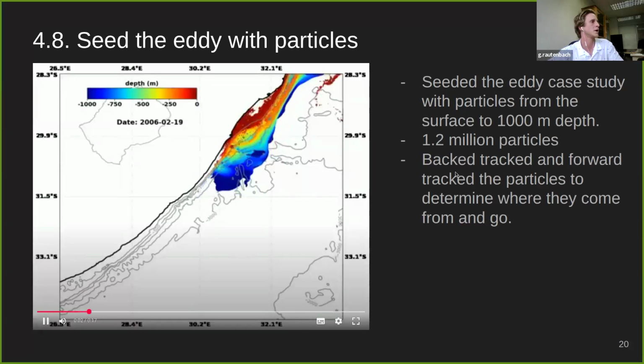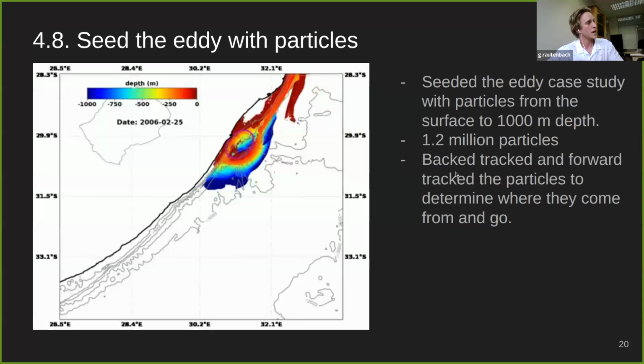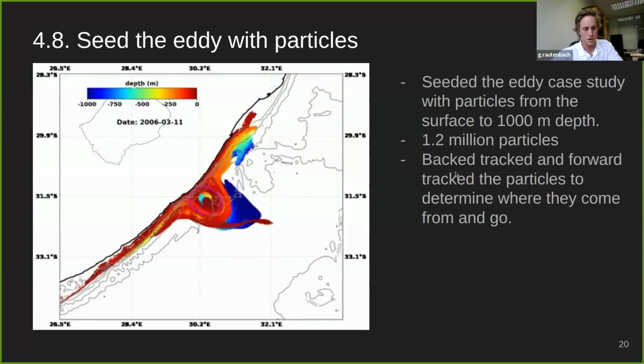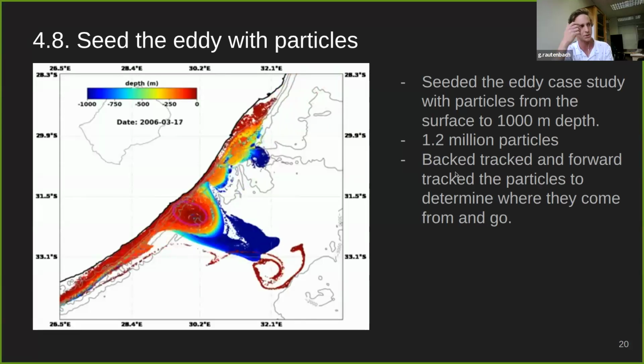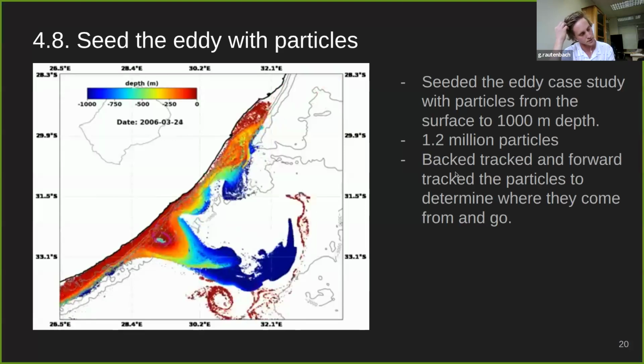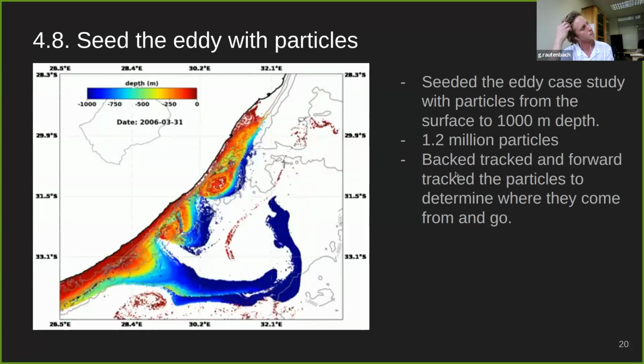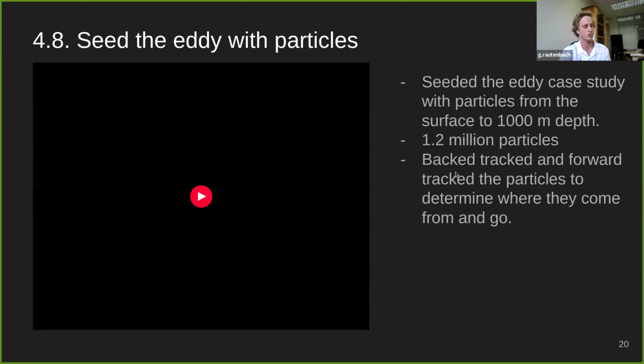So yeah, here I've just got that short animation of us seeding the eddy with particles. We seeded the eddy when it reached its azimuth velocity, so that was the peak intensity of the eddy. And we could backtrack and forward track these particles to determine where they are coming from and where they are going. The particles were seeded from the surface down to 1,000 meters depth, and we seeded like 1.2 million particles to basically ensure that we can analyze all of the dynamics related to the eddy.